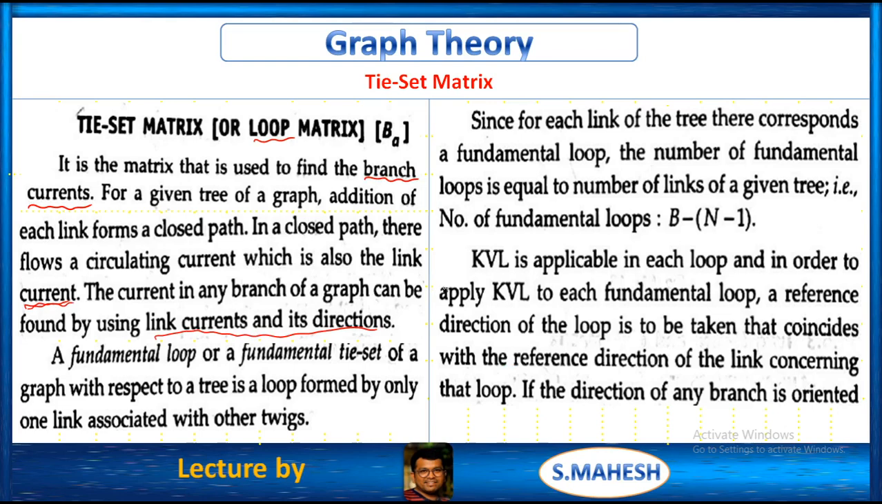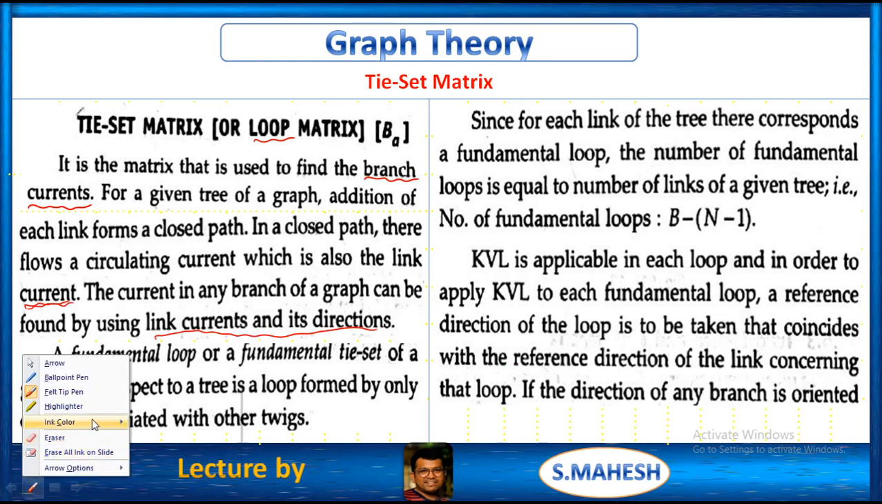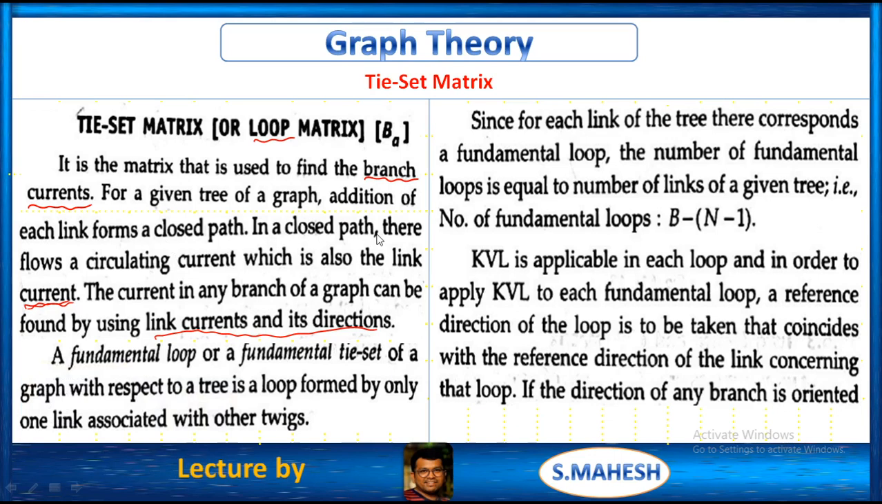Once again I repeat this point. For a given tree of a graph, addition of each link forms a closed path. In a closed path there flows a circulating current, which is also the link current, right? The current in any branch of a graph can be found by using link currents and their directions. So a fundamental loop or a fundamental tie-set of a graph with respect to a tree is a loop formed by only one link associated with other twigs. Clear? Since for each link of the tree there corresponds a fundamental loop, the number of fundamental loops is equal to the number of links of a given tree.